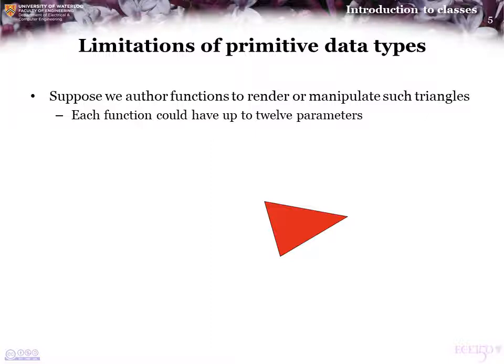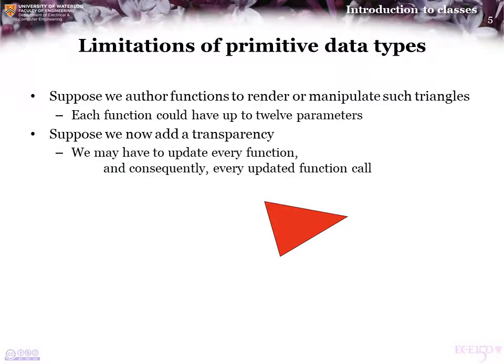Now, suppose that we author a number of functions to render or manipulate such triangles. Therefore, each function could have up to 12 parameters, the first 9 being the coordinates, the latter 3 being the color. Now suppose we add transparency to this triangle. Well, now we've got to update every single function, and consequently, we'd also have to update every function call to ensure that we are not only passing what we've currently passed, the coordinates and the color, but we have to update it to include the transparency.